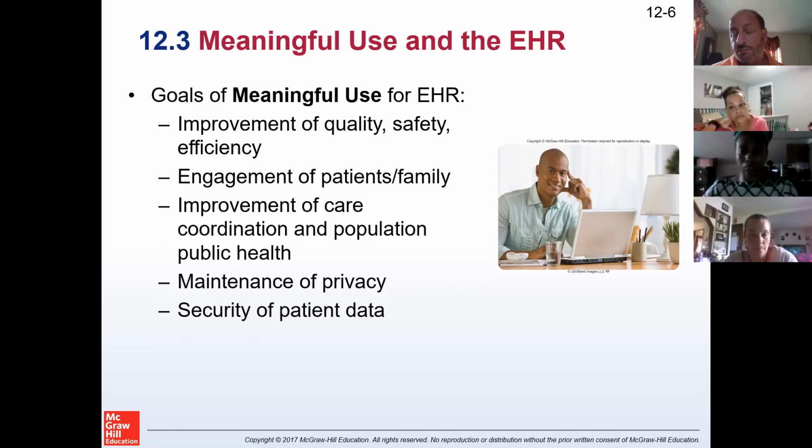teaching patients about smoking cessation, or that you are asking your patients to access their electronic portal to look at their health system online. So there were a lot of measurements tied to this, and if you didn't meet the measurements, you actually took penalties. You might have got all that money up front, but if you didn't do your due diligence and do what you were supposed to do, you were at risk to lose money. So that's the whole point of meaningful use.